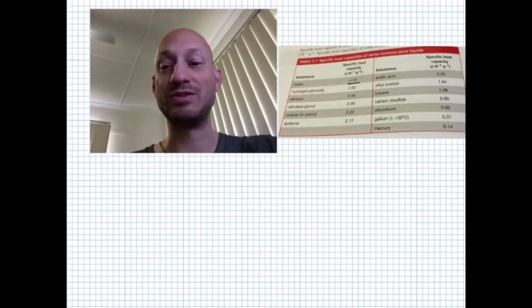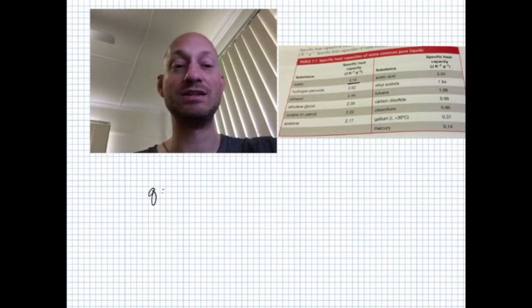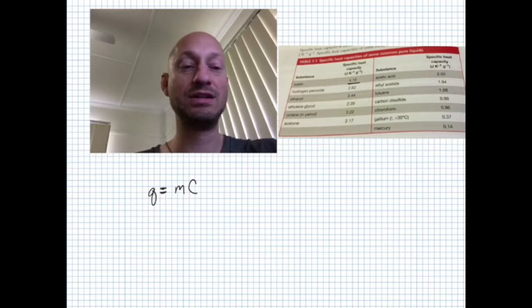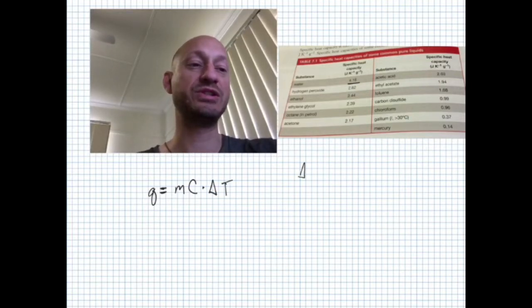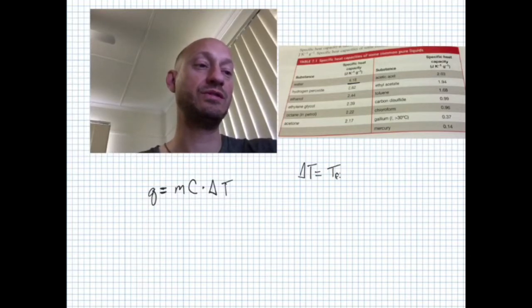Here we go. So let's calculate for Q. Q, of course, being quantity of heat, is equal to mass times the specific heat capacity times the change in temperature. Change in temperature is equal to T final minus T initial.